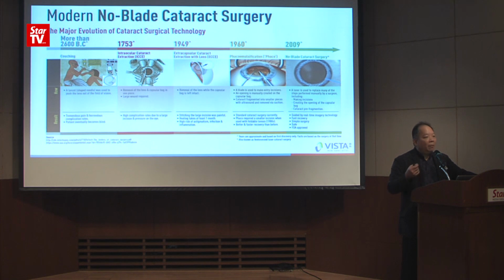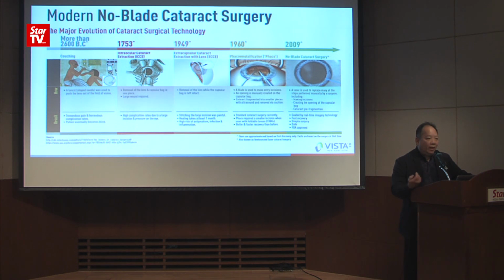So we compensate by making the patient wear very thick glasses. We call them Coke bottle glasses. Because there is no lens inside the eye, so we have to compensate with very thick glasses. And that means the visual field of the patient is constricted.